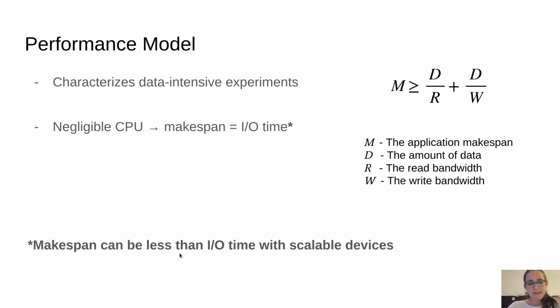One thing that's important to note is that we assume the read and write bandwidth of one device. However, in distributed or parallel file systems, there would be multiple devices attached, and therefore makespan could be a bit lower than our estimate.